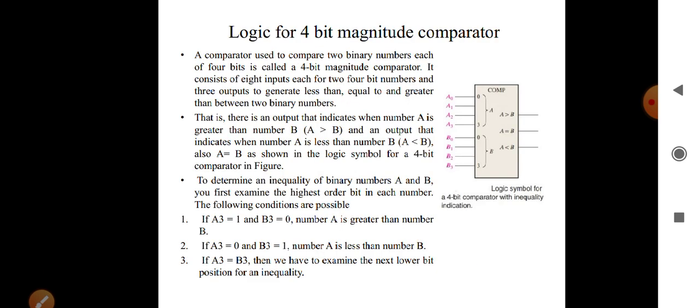To determine an inequality of binary numbers A and B, you first examine the highest order bit in each number. The following conditions are possible. If a3 is equal to 1 and b3 is equal to 0, the number A is greater than the number B. If a3 is equal to 0 and b3 is equal to 1, the number A is lesser than B. If a3 is equal to b3, then we have to examine the next lower bit position for an inequality.